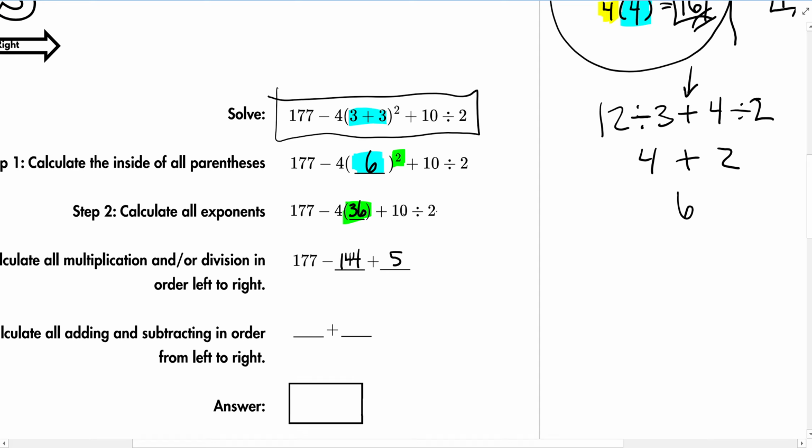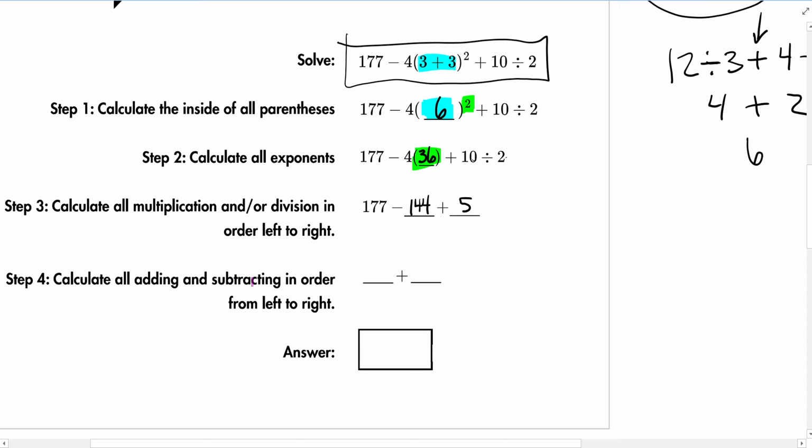So then it says, calculate all adding and subtracting in order from left to right as they appear. Well, first I have this subtraction. So I'm going to do that. 177 minus 144 is 33, and then plus 5. 33 plus 5 would be 38.